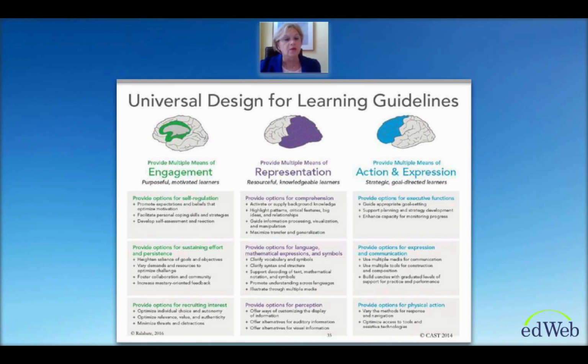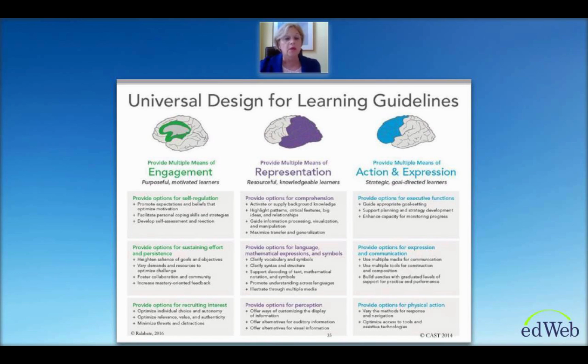And you'll see that in the color green, bolded, there are 3 guidelines under that principle. Provide options for self-regulation, provide options for sustaining effort and persistence, and provide options for recruiting interest. So that's sort of how these guidelines are structured.